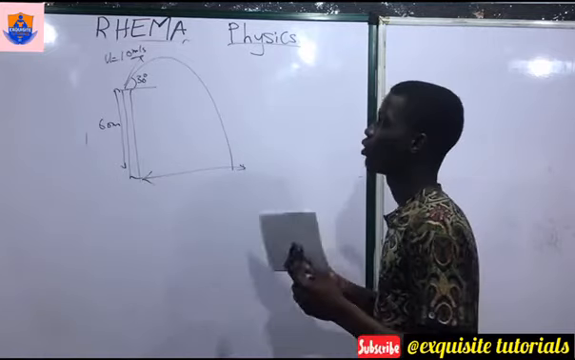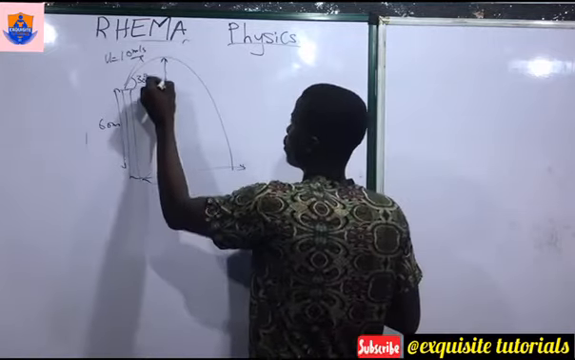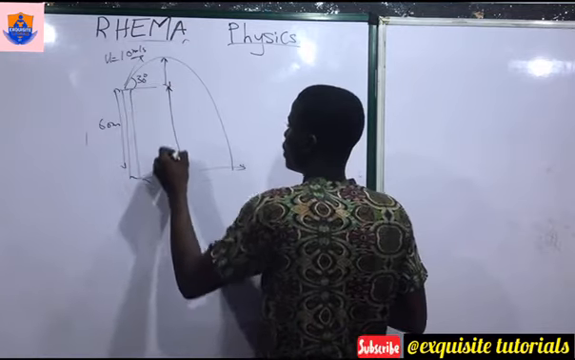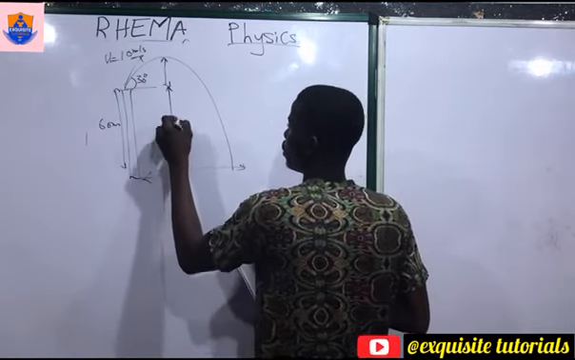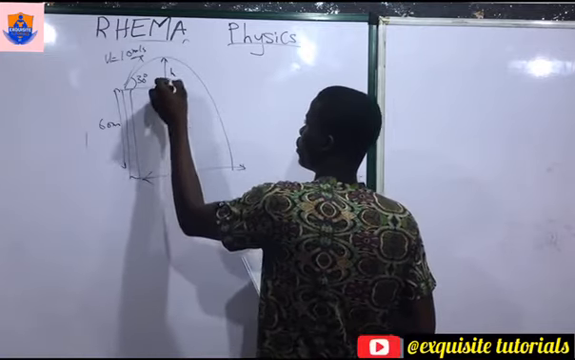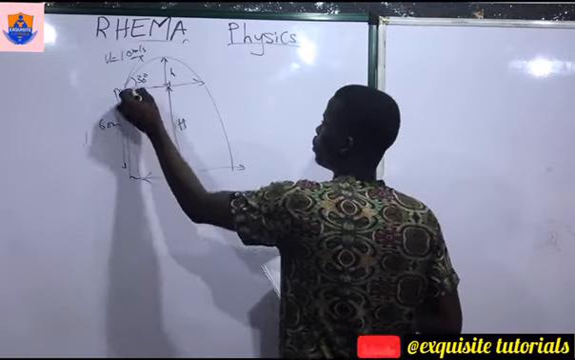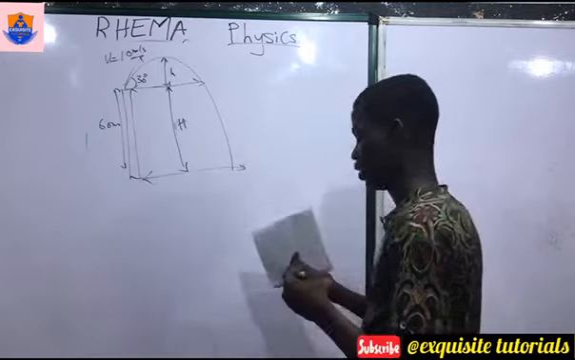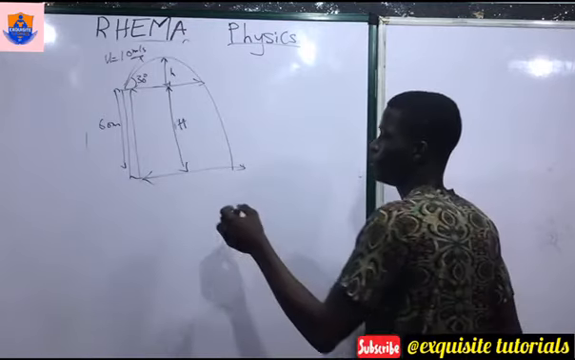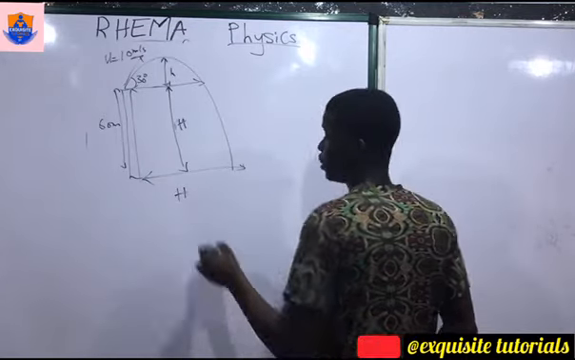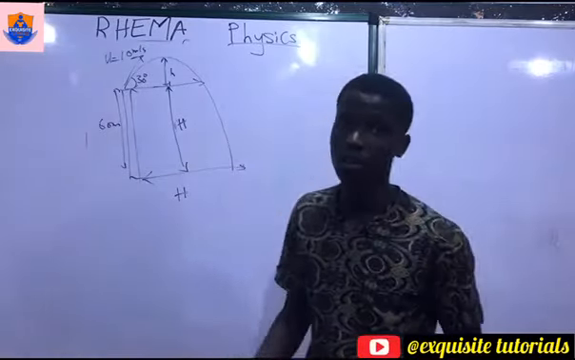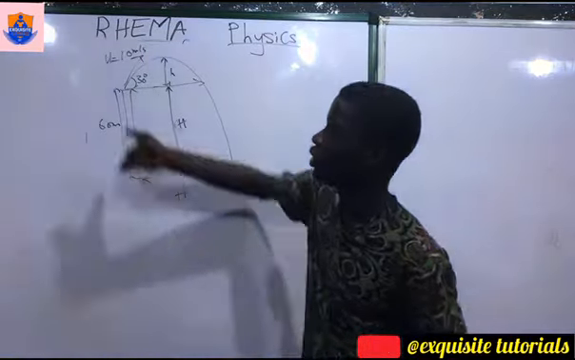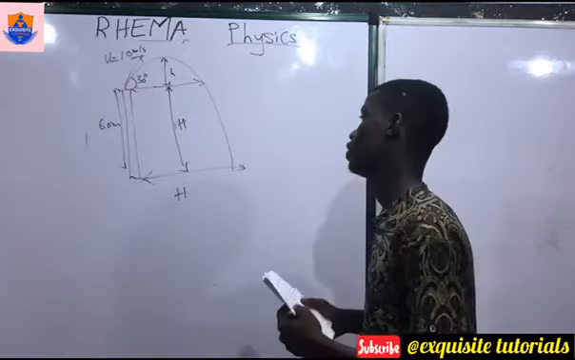So we're told to calculate the maximum height. The maximum height is the total height from here to here. You are calculating the total height in this case. So now, in your projectile motion, this one has to do with two-dimensional displacement of a body, both in the x coordinate and the y coordinate.